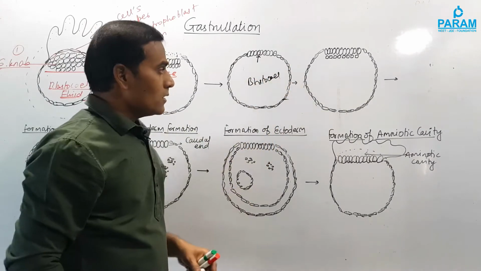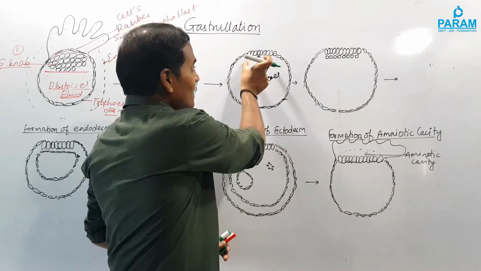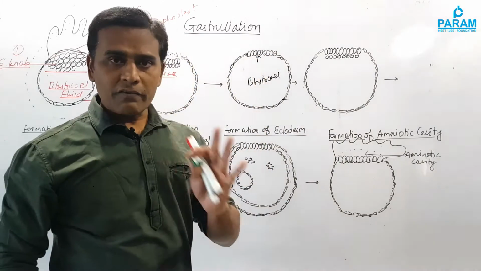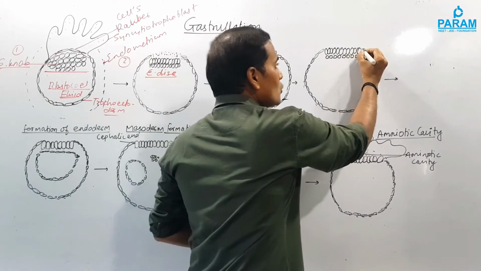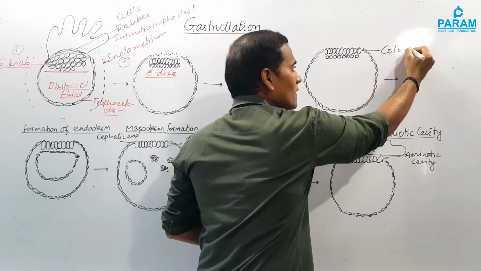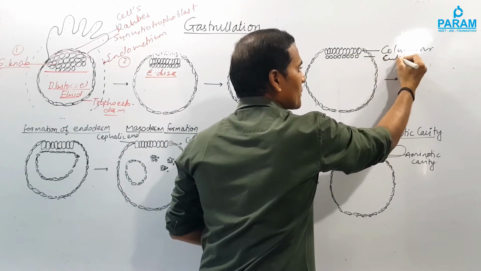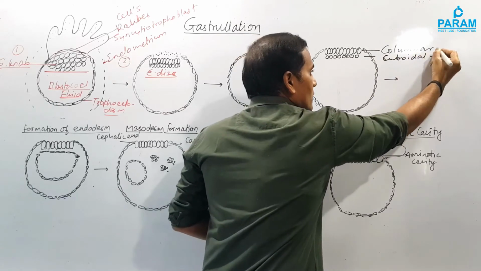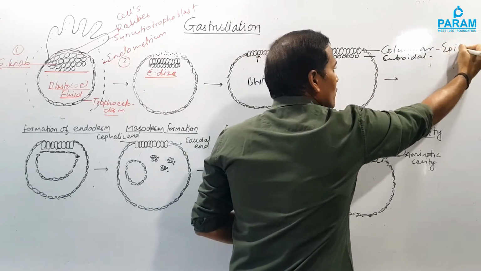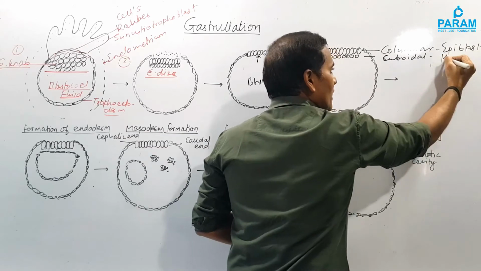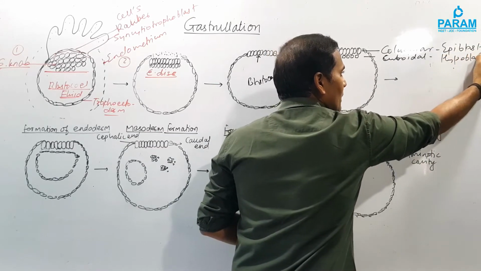This is trophoblast. In the next one, what happens? The cells of the embryonic disc undergo division. It divides and forms two layers. There is a columnar layer, and the lower one is your cuboidal layer. The upper layer is called epiblast and the lower layer is termed hypoblast.